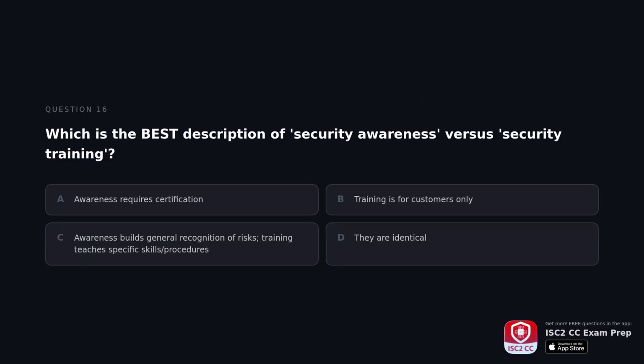Which is the best description of security awareness versus security training? A. Awareness requires certification. B. Training is for customers only. C. Awareness builds general recognition of risks, while training teaches specific skills and procedures. D. They are identical.